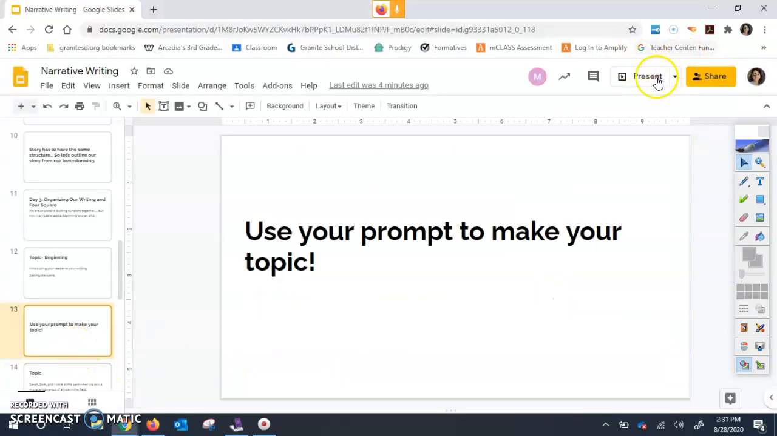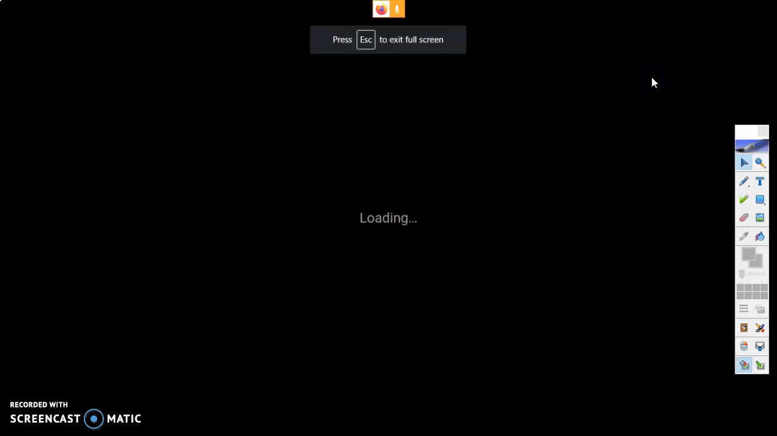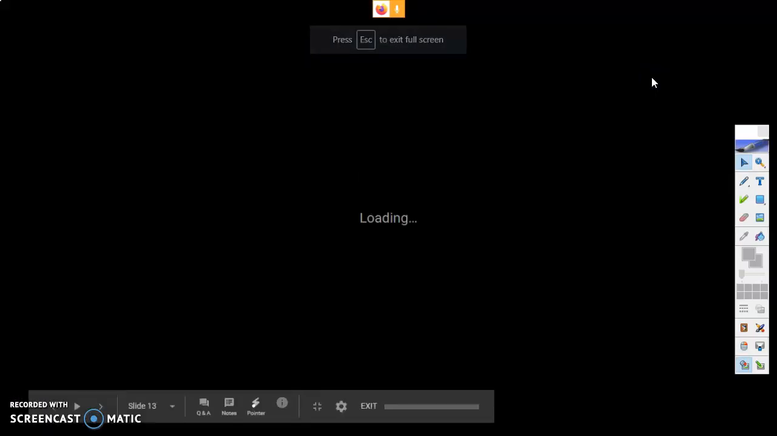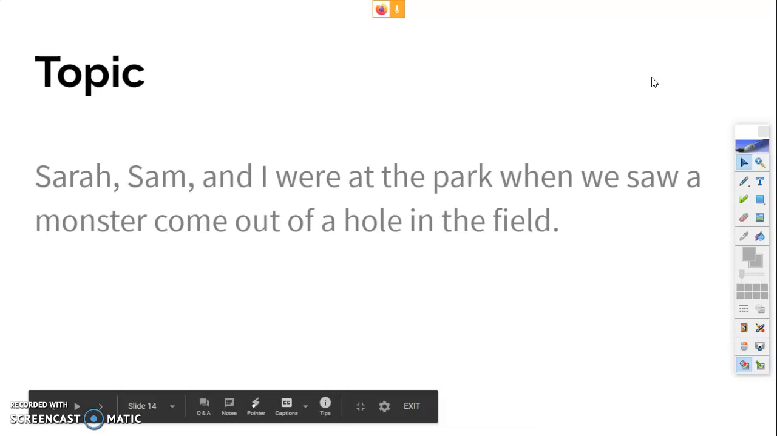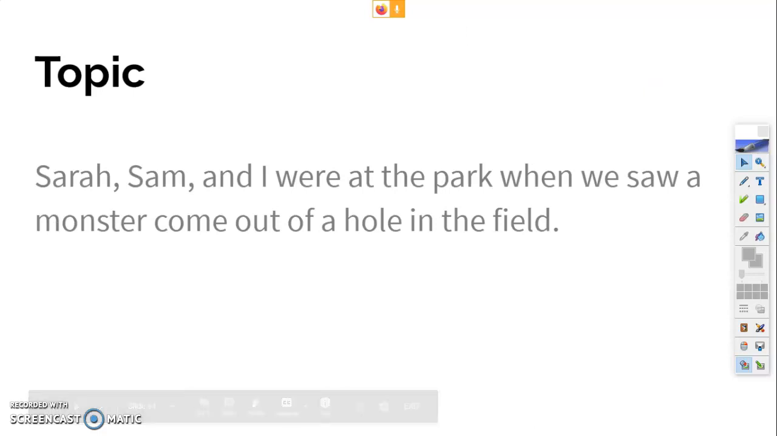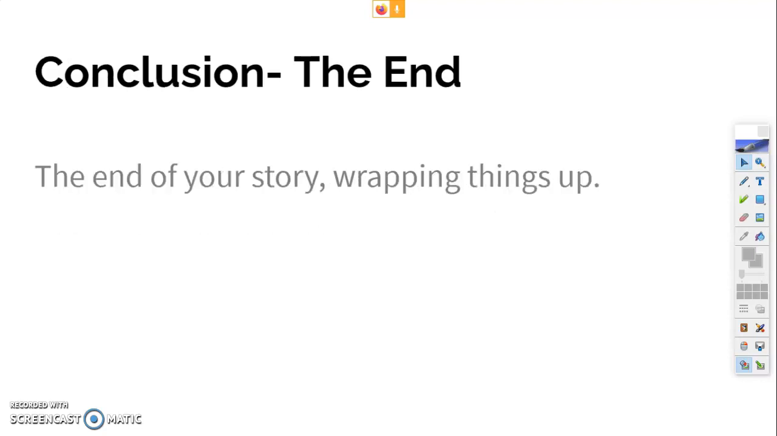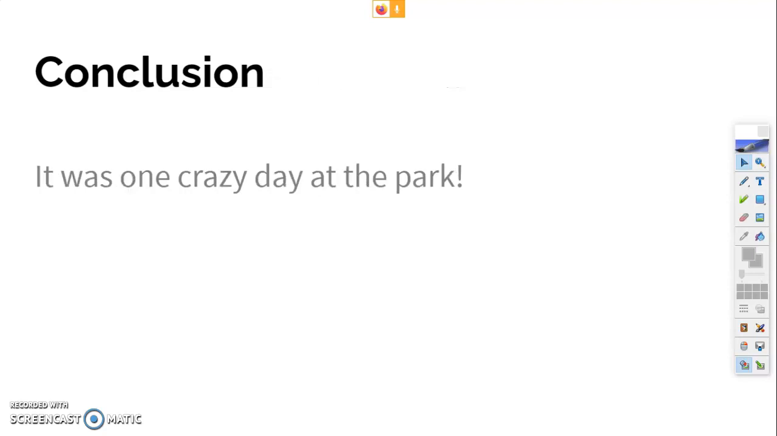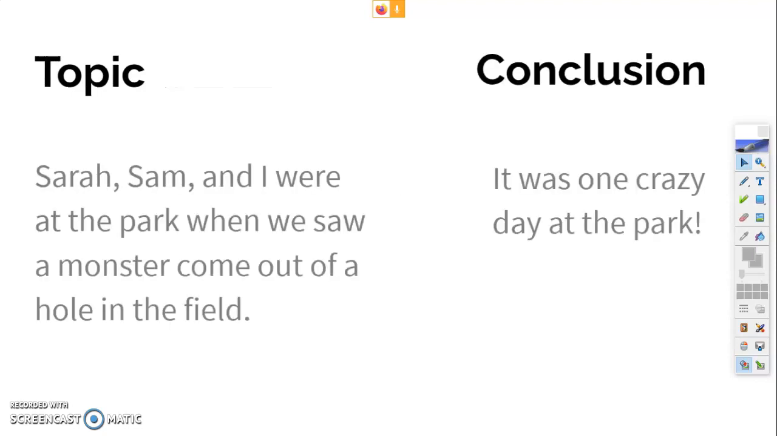So we used our prompt to come up with the beginning of our writing. And this is what we came up with: Sarah, Sam, and I were at the park when we saw a monster come out of a hole in the field. The next thing we have to do is our conclusion or the end of our story, wrapping things up. And I came up with this conclusion: it was one crazy day at the park. Now I have both my topic and my conclusion. Here are both of them.